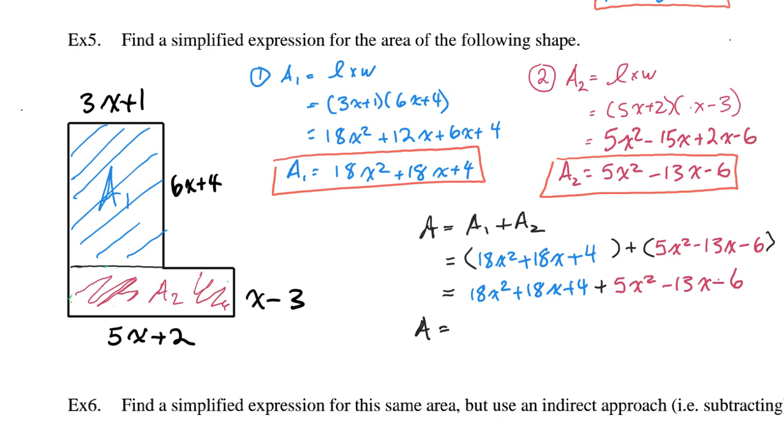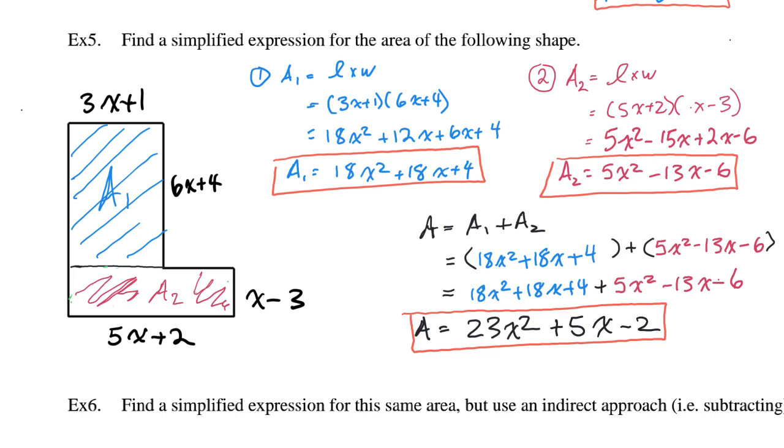So now dropping all the brackets, all we have to do is get our final total, which is adding all our x squareds. So 18x squared plus 5x squared is going to be 23x squared. And then we're going to do the same for x. So 18x minus 13x is going to be 5x. So positive 5x. And then 4 minus 6 is minus 2. And there is your final answer. If you want to be very explicit, you're going to say, therefore, A is that. And we're done.